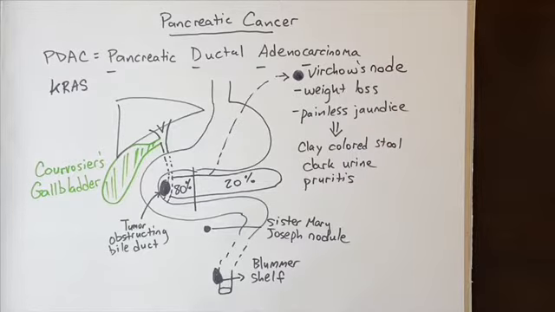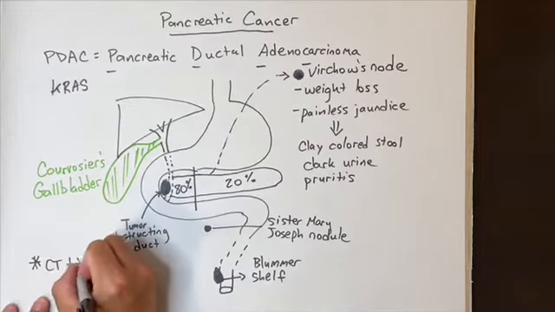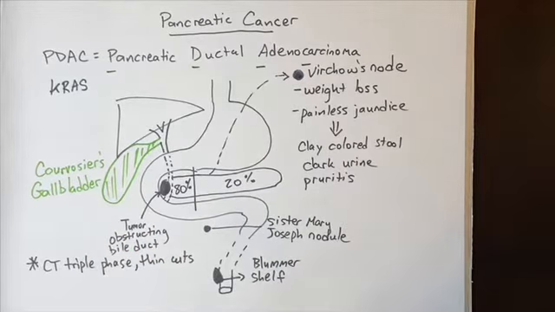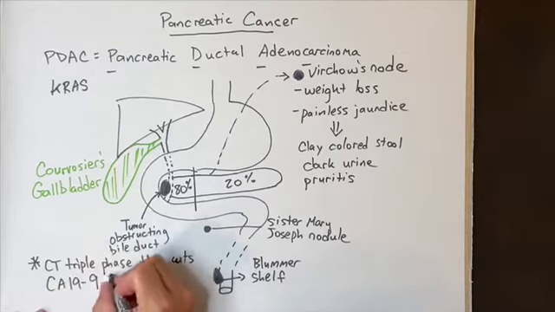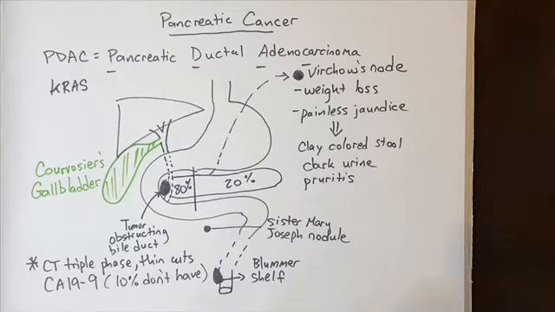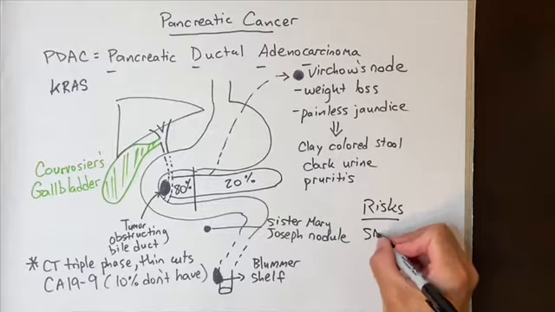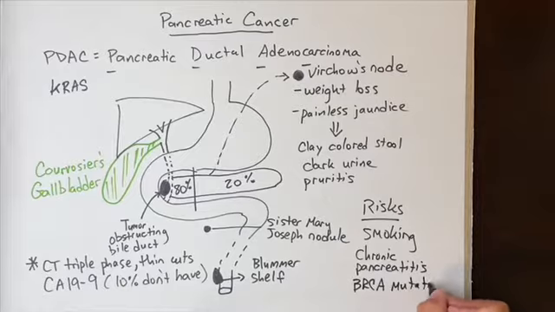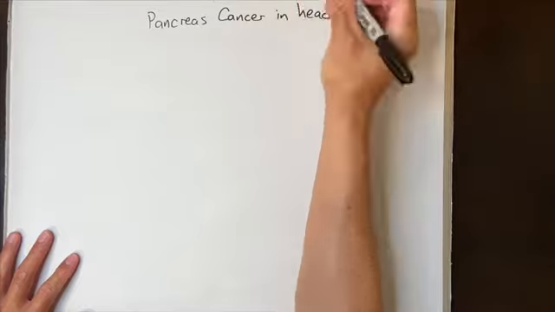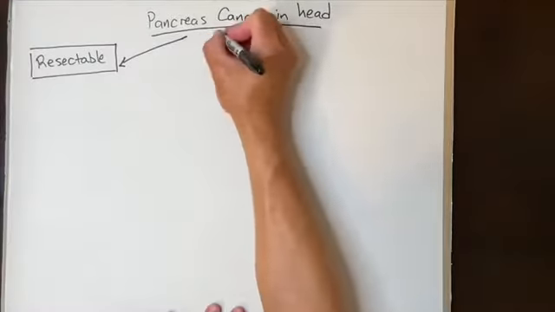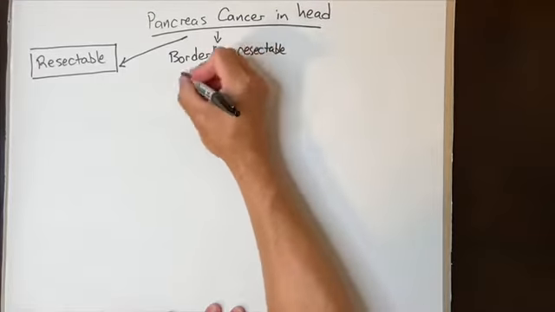Be sure to get a CT pancreas protocol, which means that you do thin cuts through the pancreas and a triple phase with good arterial and portal venous phases of the IV contrast. Tumor marker for pancreatic adenocarcinoma is CA19-9, although about 10% of cancers don't secrete this at all. Risk factors for pancreatic adenocarcinoma include smoking, chronic pancreatitis, and genetic mutations such as BRCA. You should divide pancreatic head cancer into really 3 categories: resectable, borderline resectable, also called locally advanced, and unresectable.